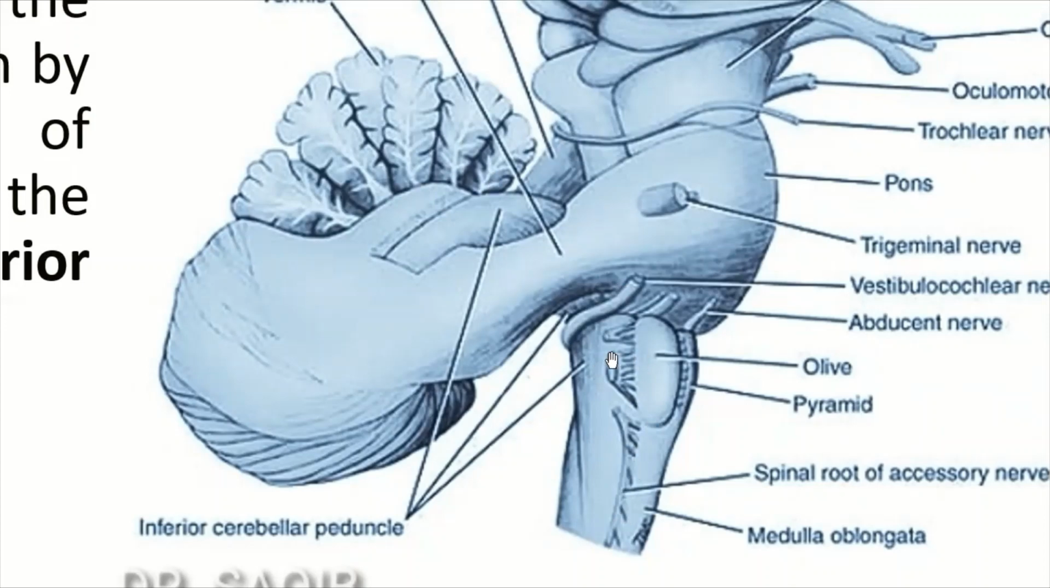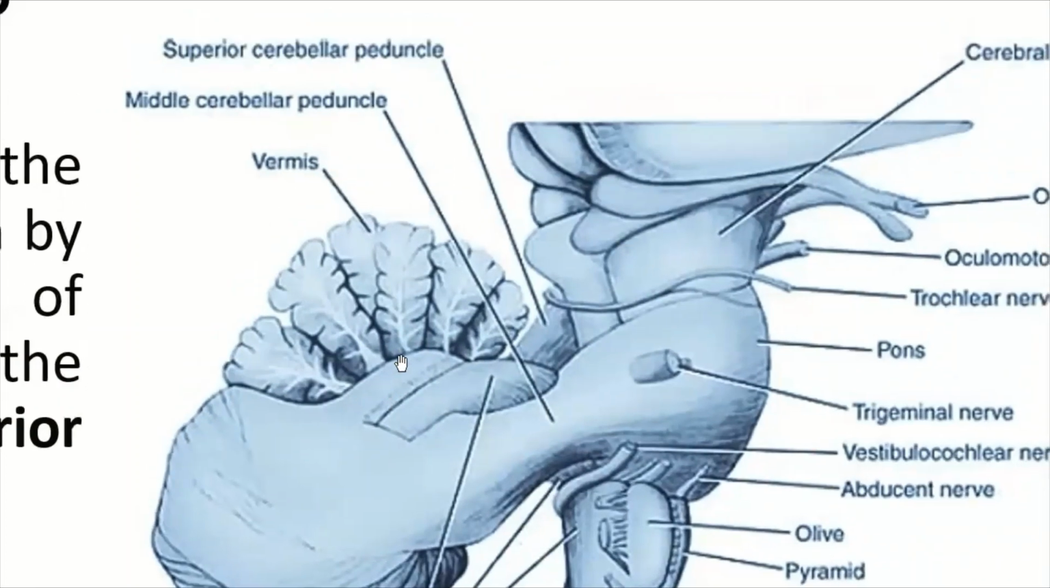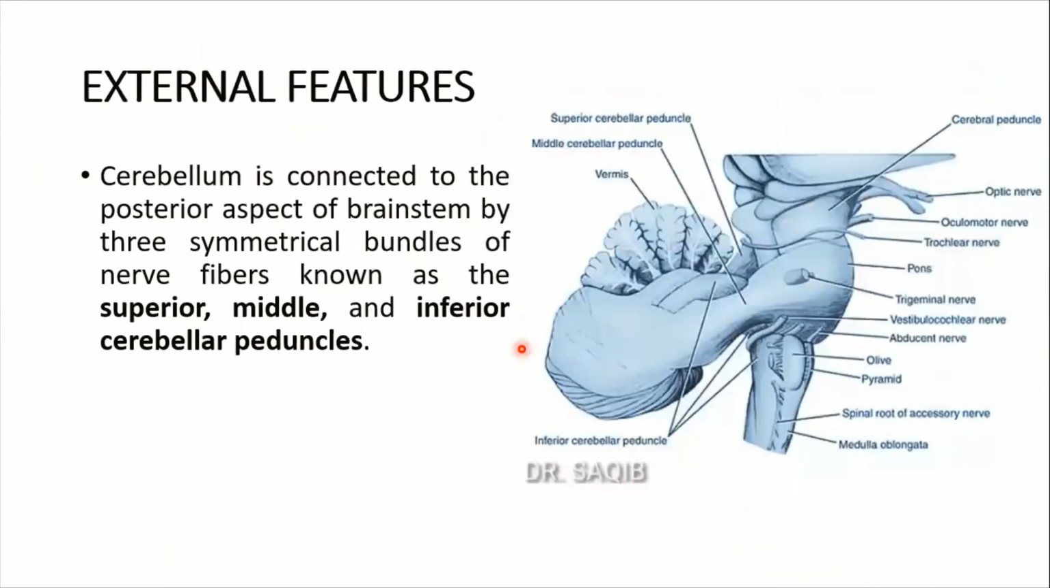This is the medulla, and it is attached to the cerebellum by this inferior cerebellar peduncle. The pons is attached to the cerebellum via this middle cerebellar peduncle. And this is the midbrain, which is attached to the cerebellum via this superior cerebellar peduncle. So these are the three peduncles.